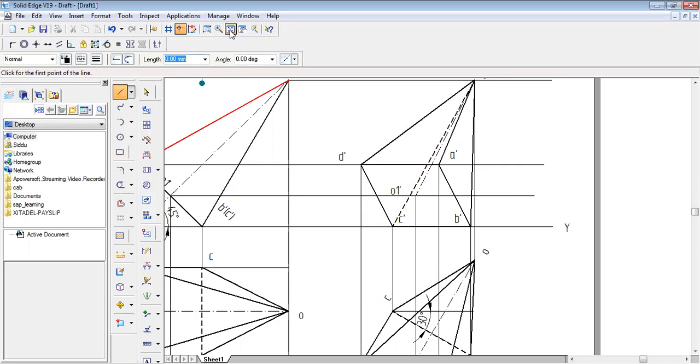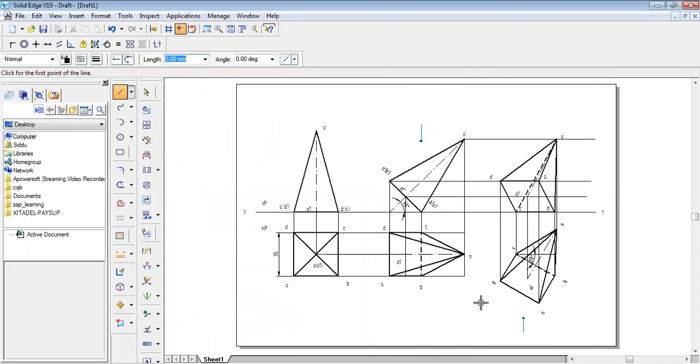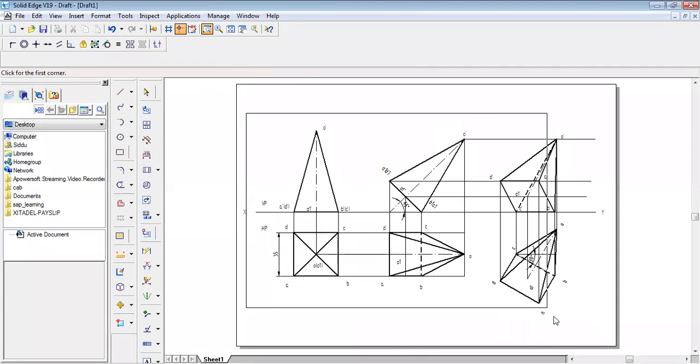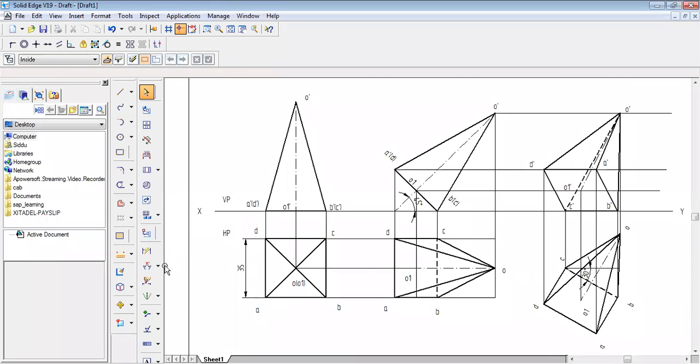Done, friends. Okay, so this completes your problem. So it's very easy comparatively compared to Prism. Okay, so trim all unwanted lines now.